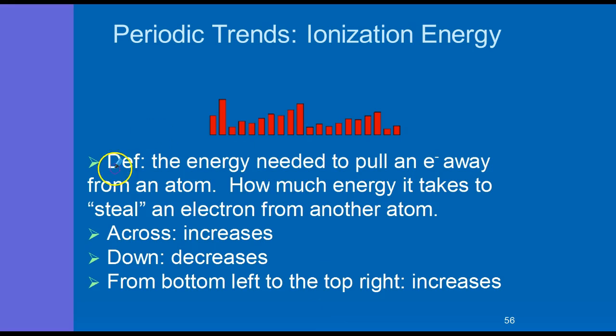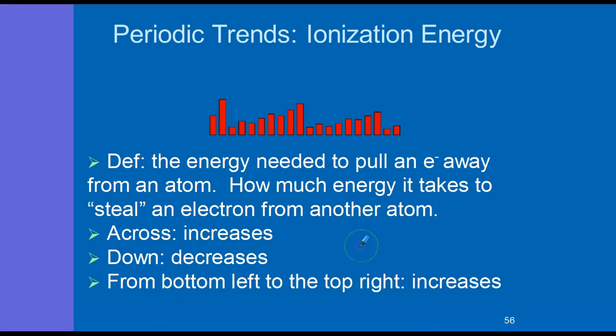So ionization energy is the energy needed to pull an electron away from an atom. It is in taking away electrons or gaining electrons that you get some exciting things in chemistry. So how much energy it takes to steal an electron from another atom is another way to look at it. As you go across a row, the ionization energy increases. As you go down a group, the ionization energy decreases. And so as you go from bottom left to the top right, you get an increase in that.